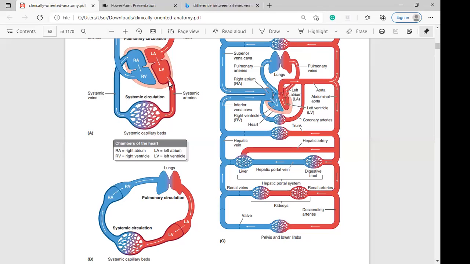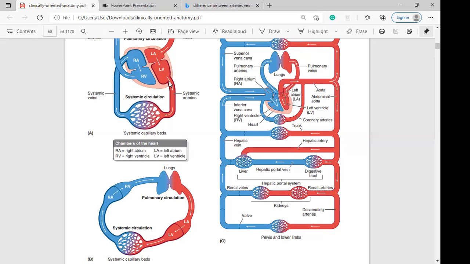The pulmonary valve is in between the right ventricle and the pulmonary artery. Good. And the aortic valve is in between the left ventricle and the systemic artery, the aorta. So from the name, aortic valve. I know they use systemic artery, but it's aorta. Okay, good.